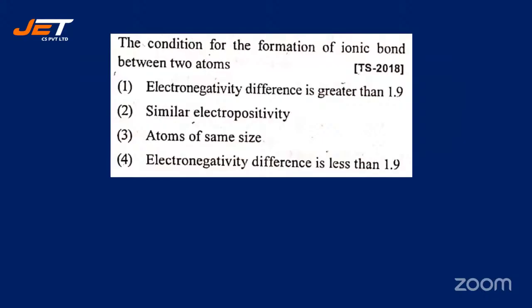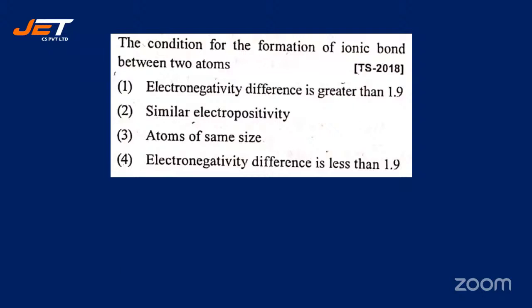Next question. The condition for formation of ionic bond between two atoms. So two atoms మధ్యన ionic bond అనేది ఫామ్ అవ్వాలి అంటే ఏం కండిషన్ ఉండాలి? First one, electronegativity difference is greater than 1.9. Similar electropositivity, same size of atom, electronegativity difference less than 1.9. Which is the right option?